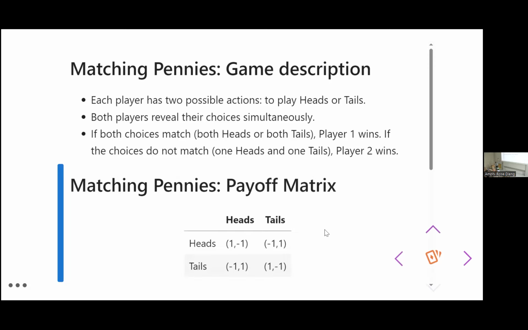So the payoff matrix is like this. If both of them play heads, player one gets 1, and player two gets -1. If both of them play tails, the same. And if they play opposite, player one loses and player two wins. Okay. So is the game clear? Because I'm going to elaborate on this game.